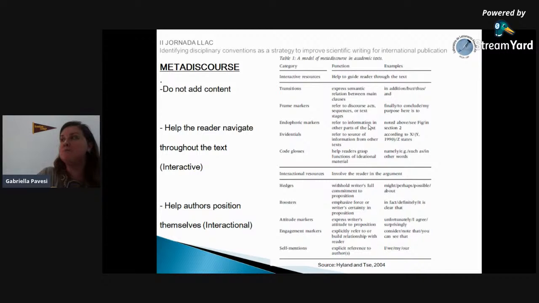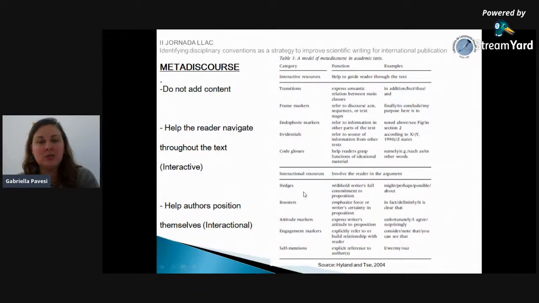Or I want to highlight to my reader what I'm going to do next in the next chapter, or say, you know, I'm going to address this more deeply in the next section. So endophoric markers help my reader to know where to look and where to go to keep engaged with my text. This is just an example, right?